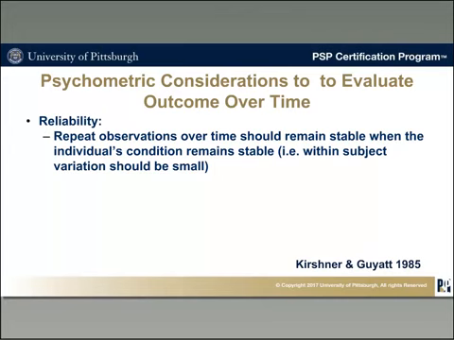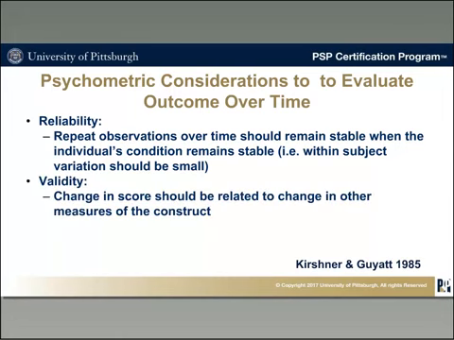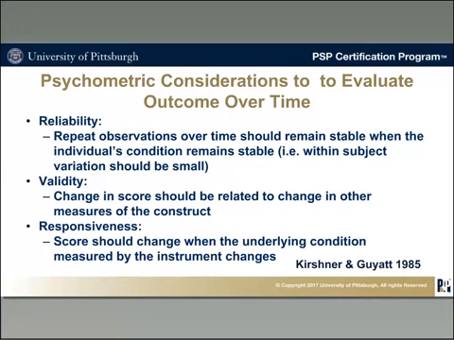So reliability, again, means that repeat observations over time should remain stable when the individual's condition has not changed. That is, the variation within a subject should be small when there's no change in the patient's condition. Validity is that the change in the score should be related to other measures of change, and responsiveness implies that the score should change when the underlying condition measured by the instrument changes.